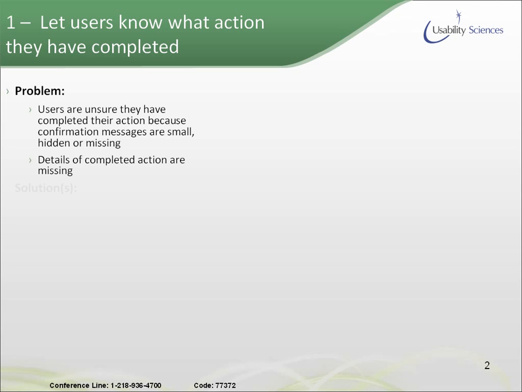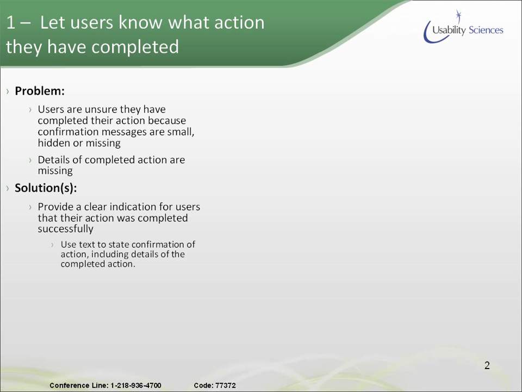An easy solution would be to provide a clear indication for users that they did indeed complete their action successfully. You can use text to state the confirmation of the action, and if you do this, include details of what they just did. Yes, you bought this camera, the Olympus 590Z. It was $450. You will be receiving it within the next couple of weeks. Additionally, you can also use visuals to reinforce confirmation of action, such as if they did buy that camera, put a picture of the camera there on that confirmation page.